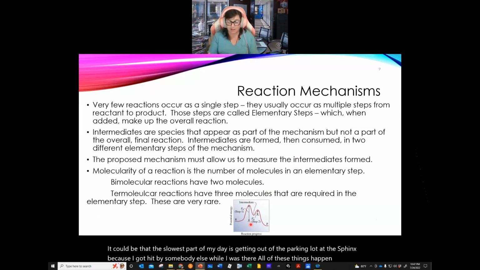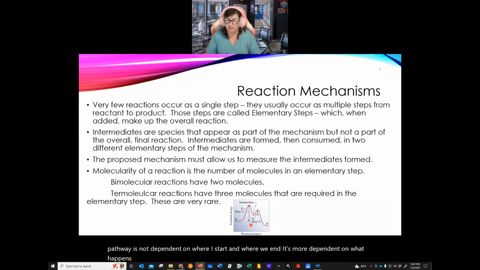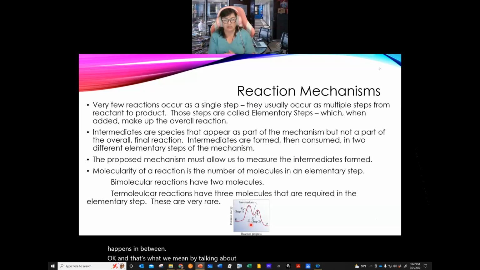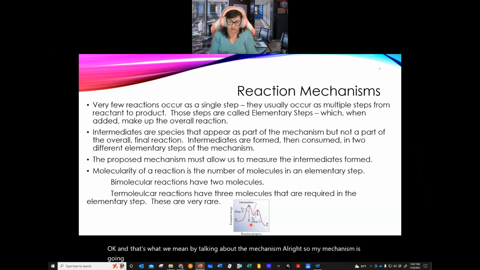So my pathway is not dependent on where I start and where I end. It's more dependent on what happens in between, okay? And that's what we mean by talking about the mechanism, all right? So my mechanism is going to determine what my rate law is because it's going to determine what the steps are that I take between my starting point and my ending point, okay?